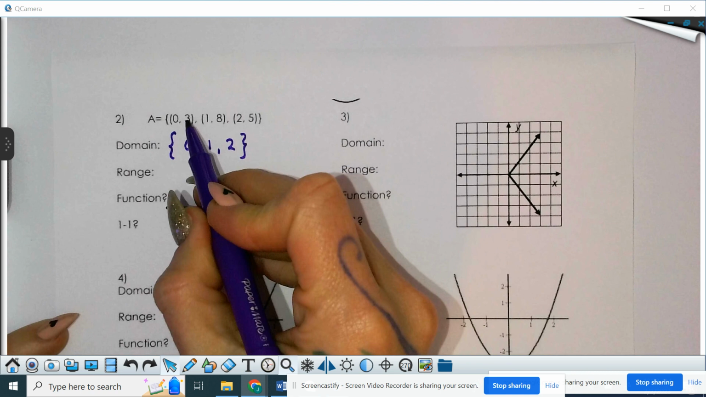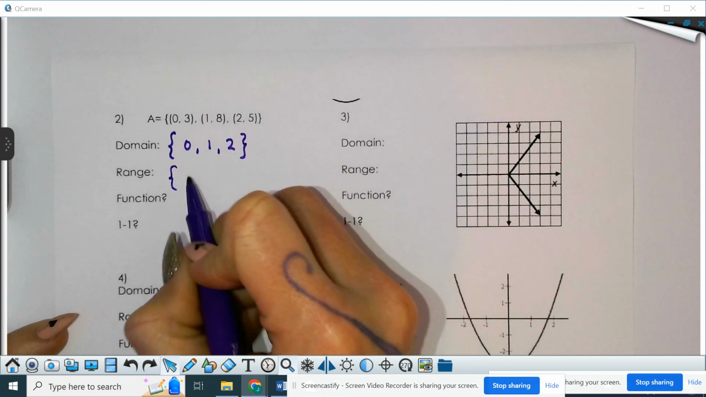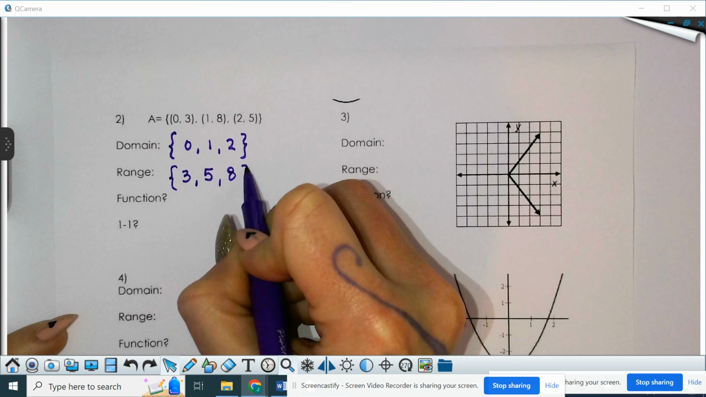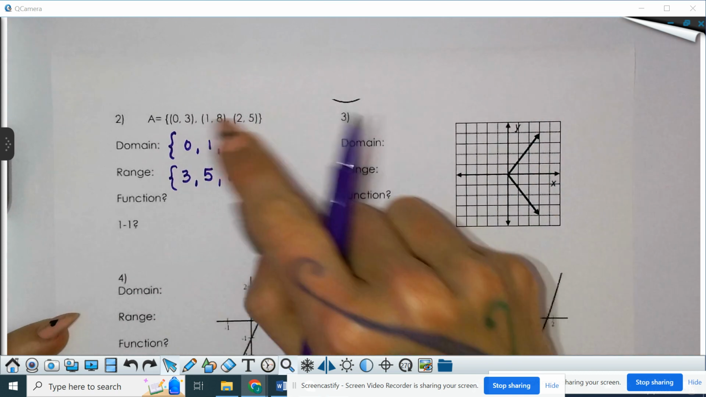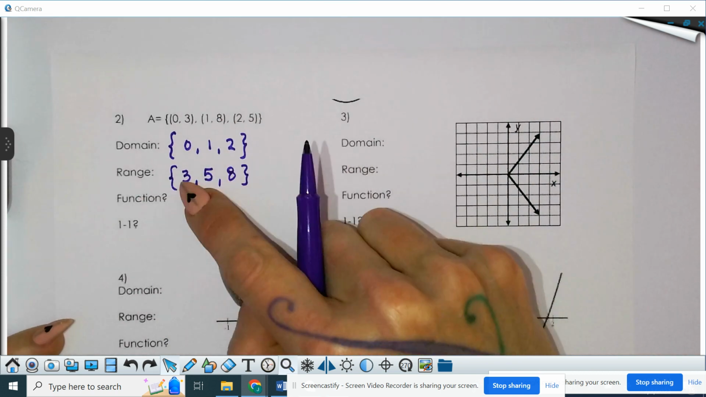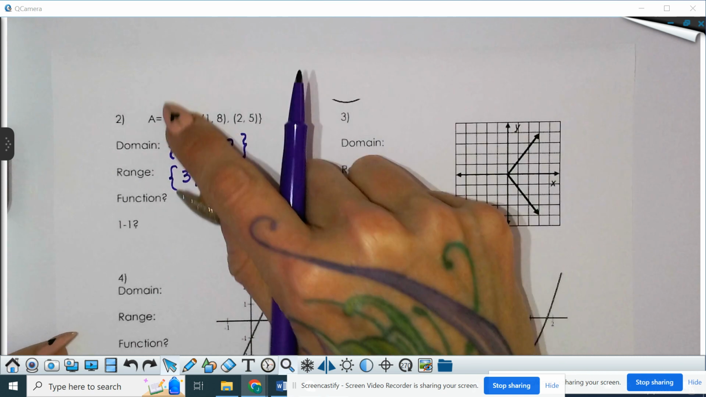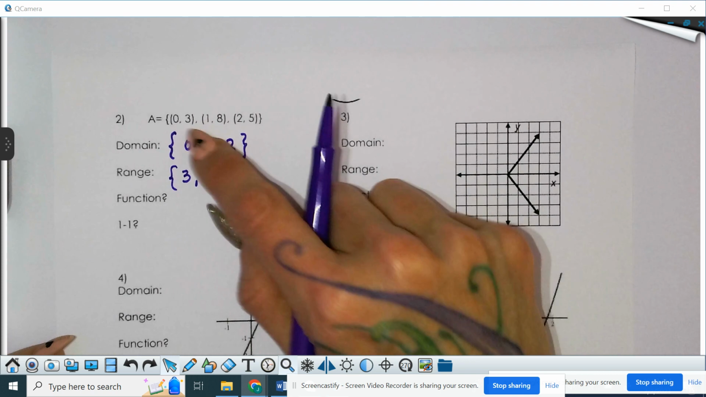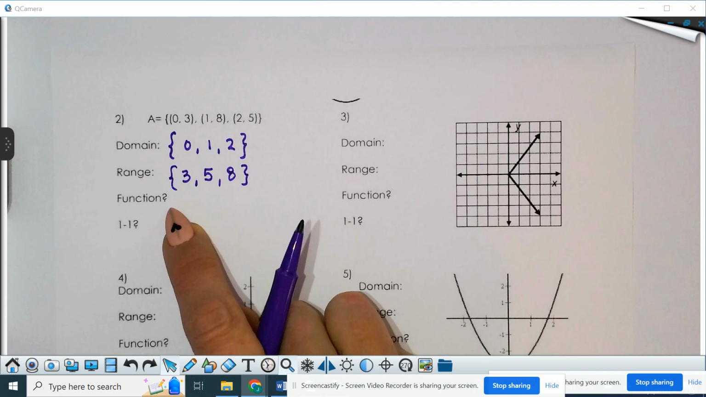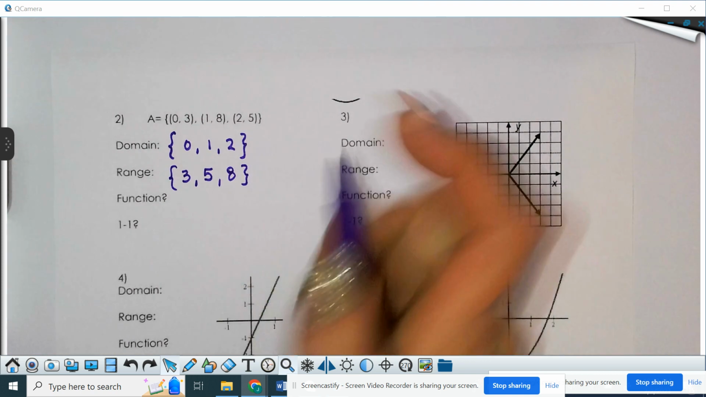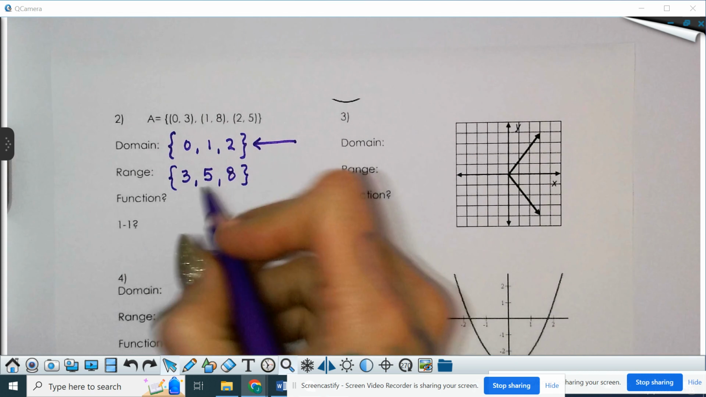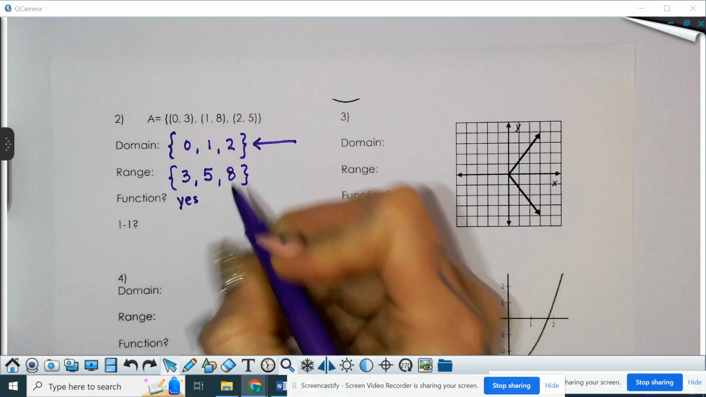Range is going to be your y values. So 3, 5, 8. So 3, 5, and 8 for our y values. So range, this is just the y values that work for this table or that are used in these coordinates. Domain is the x values used in these. Is this a function? So again, you're just looking to see if the x values repeat. I have 0, 1, 2, no repeat. So yes, it is a function.